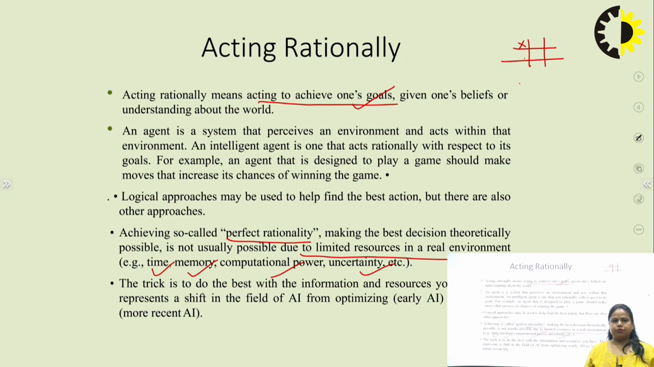Basically, we have to talk about moving in the field of AI from optimizing, or early AI, to satisficing AI. Instead of doing things optimally, we have to talk about satisfactory solutions in the case of AI.